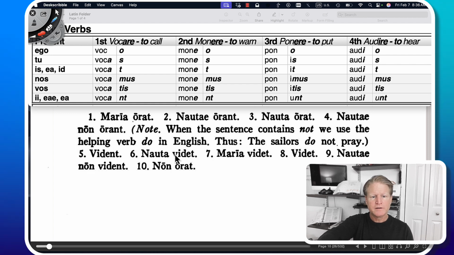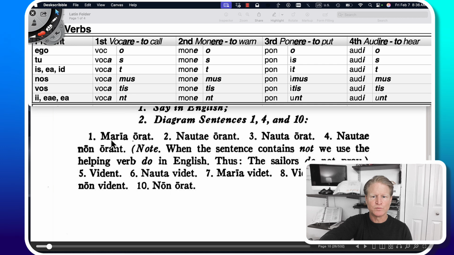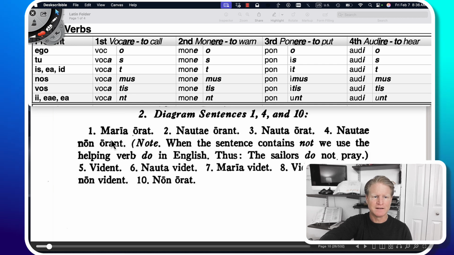And then our final one here, Mr. Henle's trying to trick us a little bit. We have non, which is an adverb, and then orat, which means, if we go up here, vocat means he, she, or it calls. Orat, here, with the same T ending, means he, she, or it prays. So he, she, or it does not pray. Non orat. Now, Mr. Henle wants us to diagram sentences 1, 4, and 10.